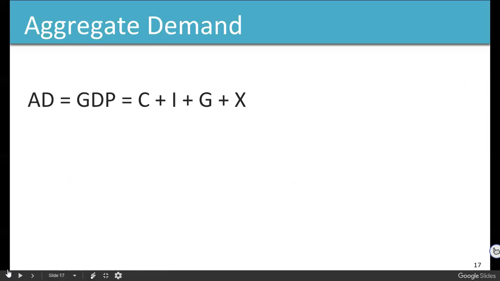Aggregate demand, to calculate it, is the demand from households, businesses, government, and net exports. Aggregate demand is GDP, right? So guess what can be on test number 3? C plus I plus G plus NX.